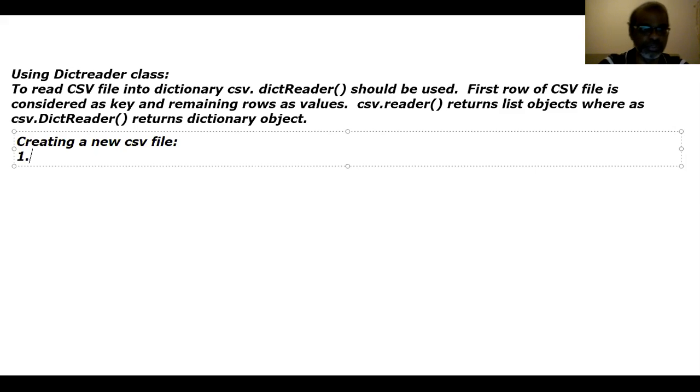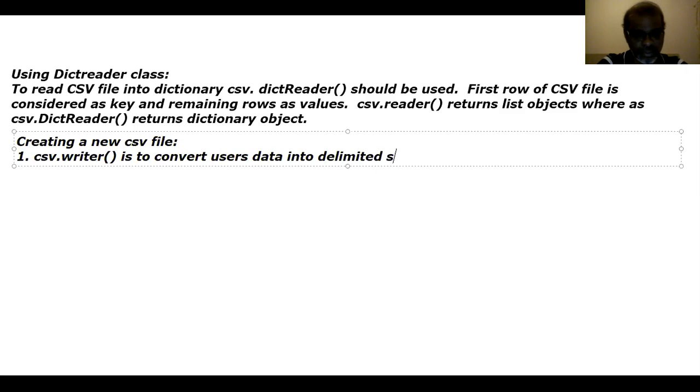So here 3 points we must note. First point is csv.writer. Reader means reading the content of the CSV file. Writer is used to convert, write or store users' input or users' data into a delimited string.